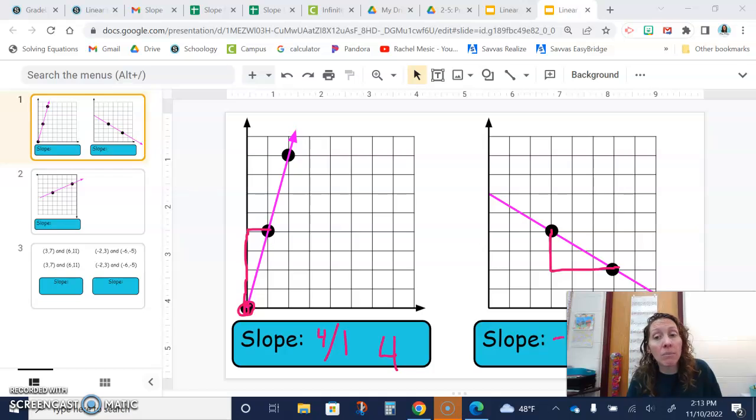Because I went down, that means the slope is negative. So down 2 over 3. So negative 2/3 is the slope for that one.